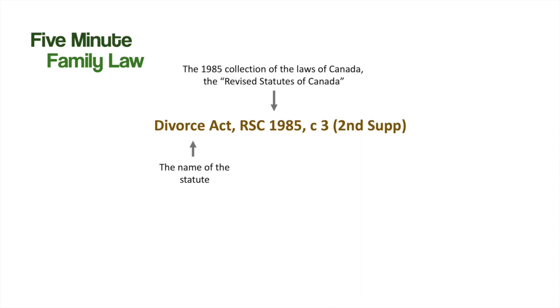The point of this is to make it easier to find legislation and also to save everybody from the hassle of having to remember in what year a particular law was passed. So, for the RSC 1985, that consolidation contains all of the laws passed before 1985 that are still in effect. What's revised about those laws is their sites, and so in this case, the Divorce Act is Chapter 3 of the second supplement to the Revised Statutes of Canada.